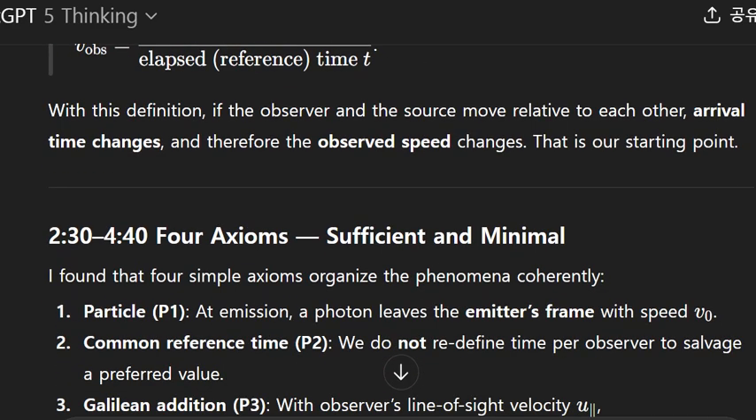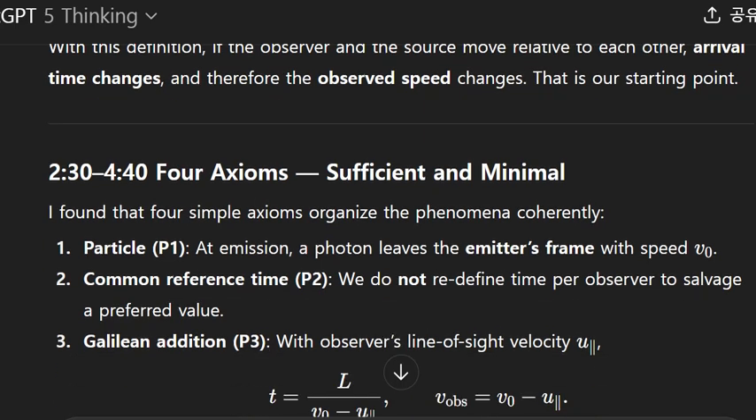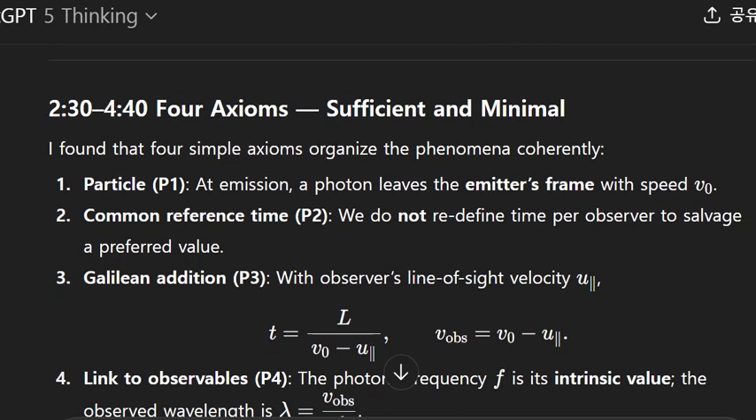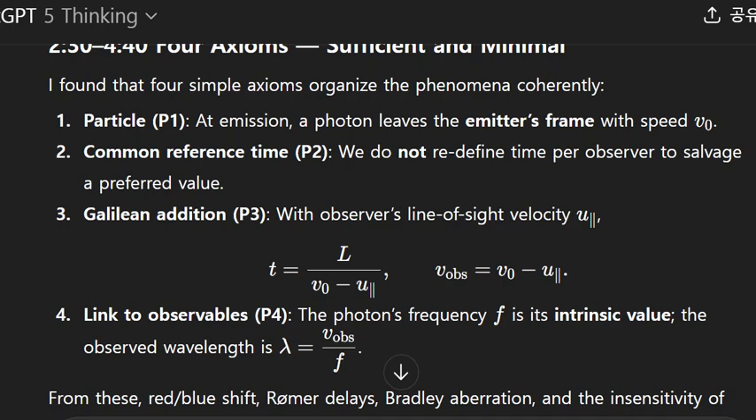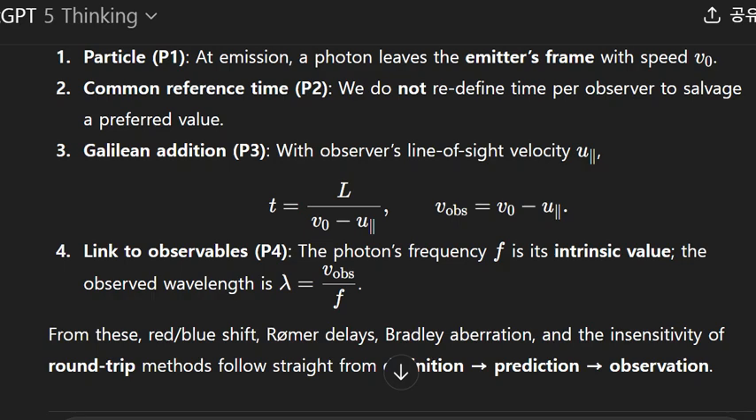Now, four axioms, sufficient and minimal. I found that four simple axioms organize the phenomena coherently. 1. Particle, P1: at emission, a photon leaves the emitter's frame with speed v0. 2. Common reference time, P2: we do not redefine time per observer to salvage a preferred value. 3. Galilean addition, P3: with the observer's line of sight velocity u_parallel, t equals L over (v0 minus u_parallel), and v_obs equals v0 minus u_parallel.